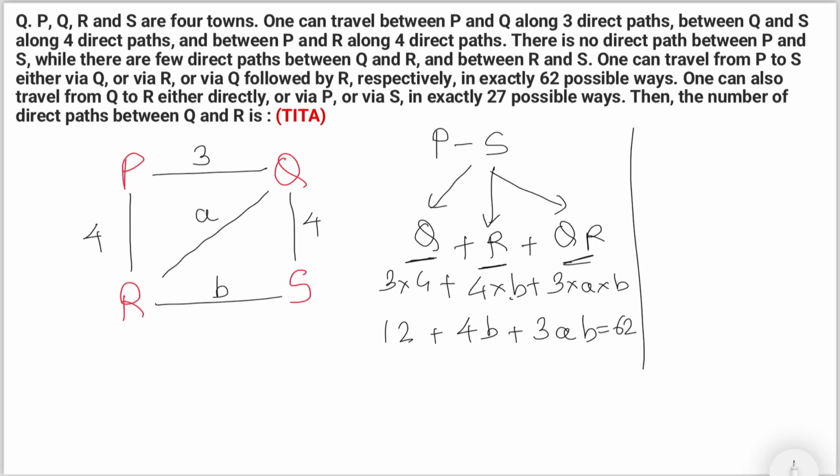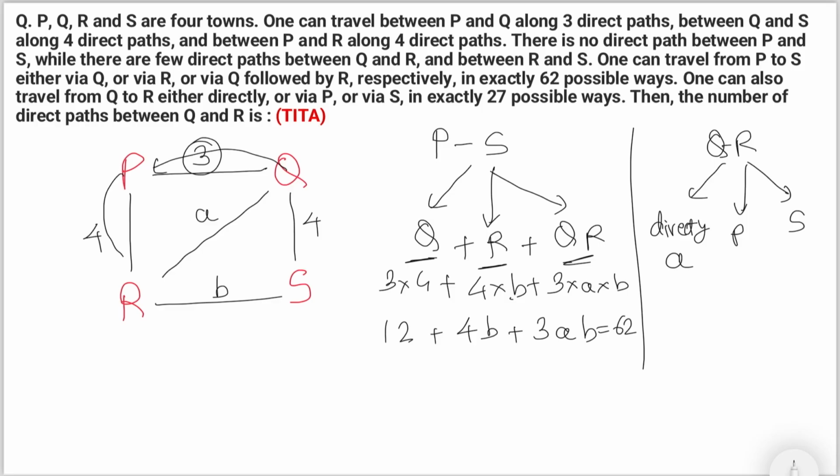Now similarly, from the second last line, one can travel from Q to R also in the same way. I mean directly or via P or via S. If you're traveling from Q to R directly, there are a number of ways available. So directly I have A ways. Traveling via P, I will go from Q to P in 3 ways and then P to R in 4 ways. So 3 into 4, total 12 ways to travel in. And Q to R, if I'm traveling via S, Q to S is 4 ways and S to R is B ways. Total number of ways is 4 into B, which is 4B, and the total number of ways will be A plus 12 plus 4B, either directly or via P or S.